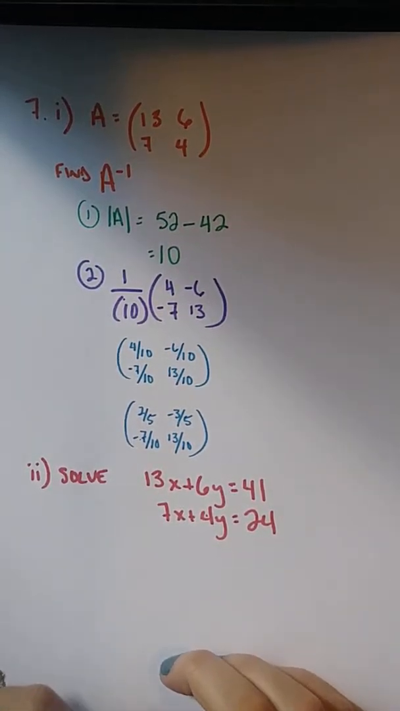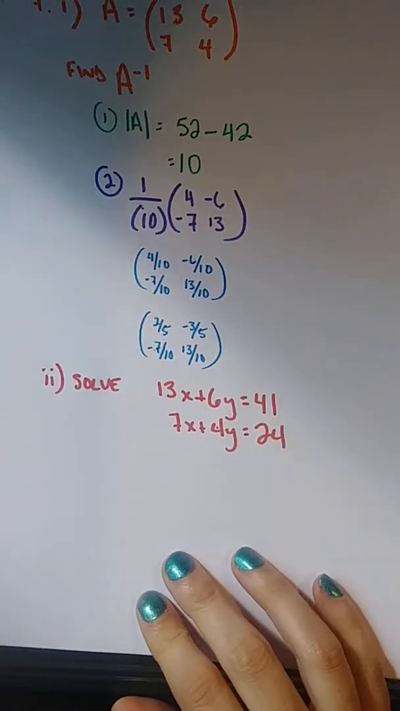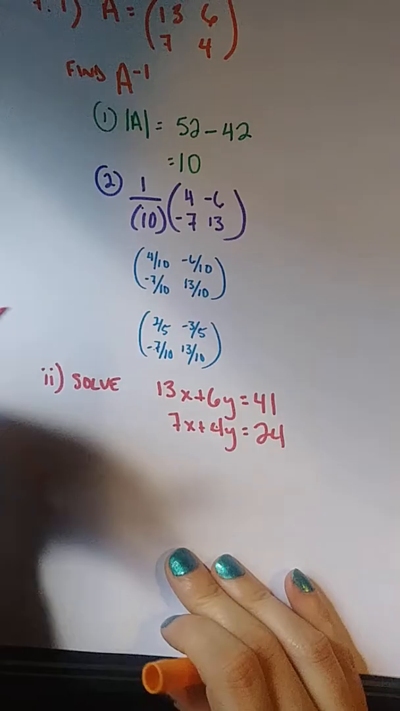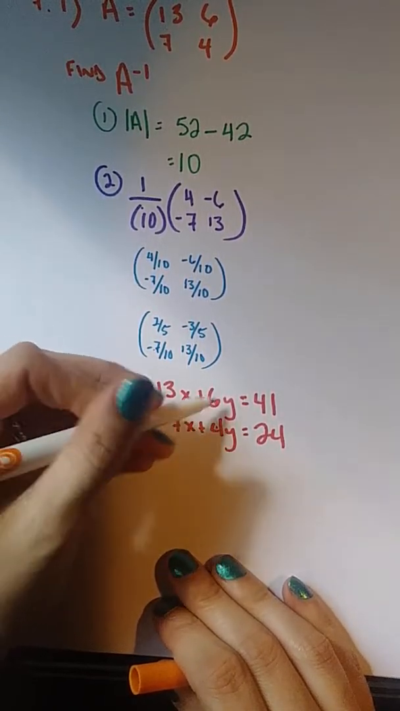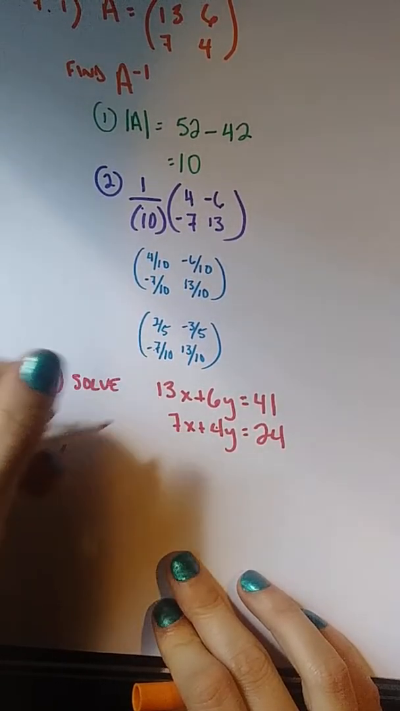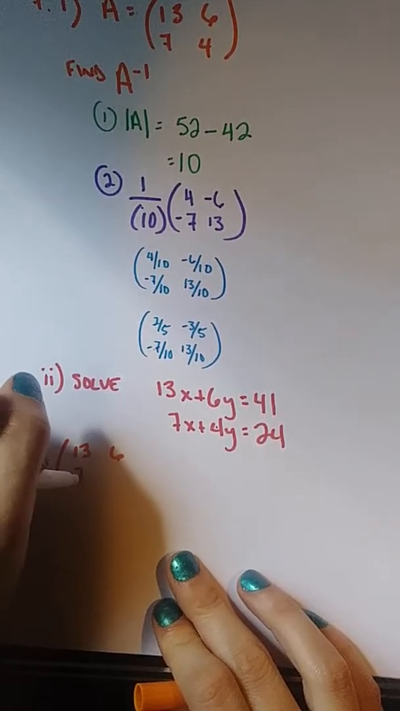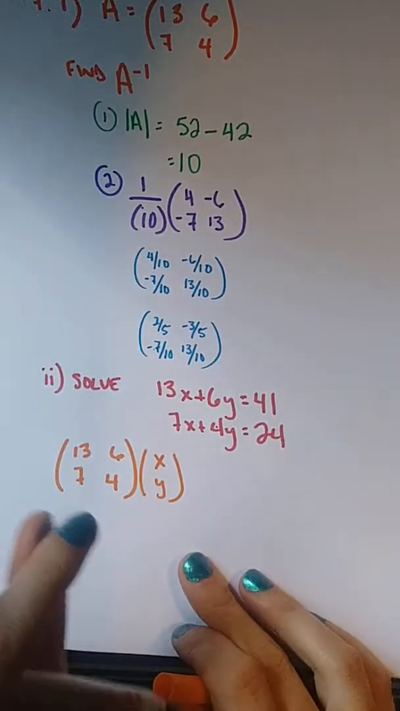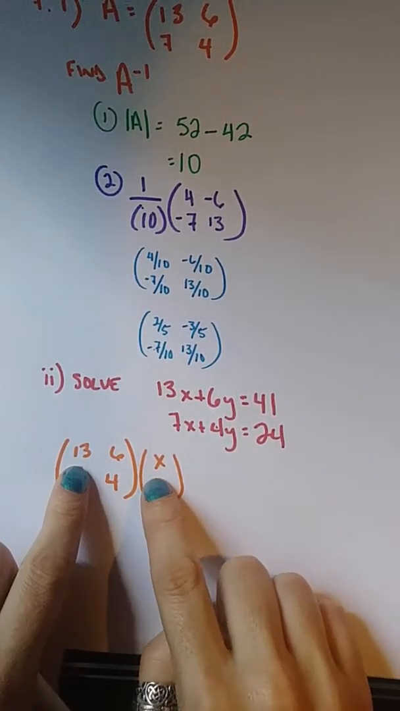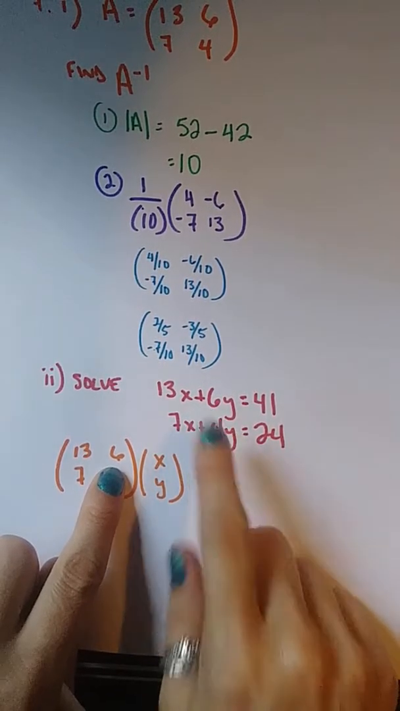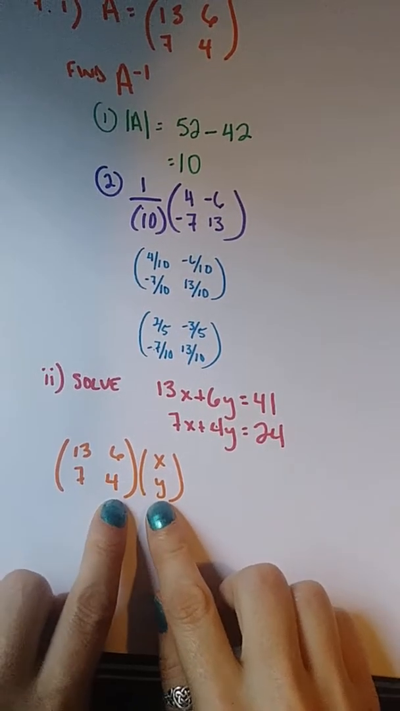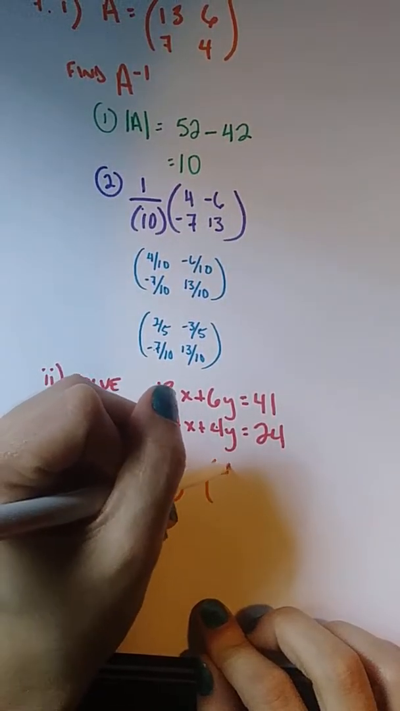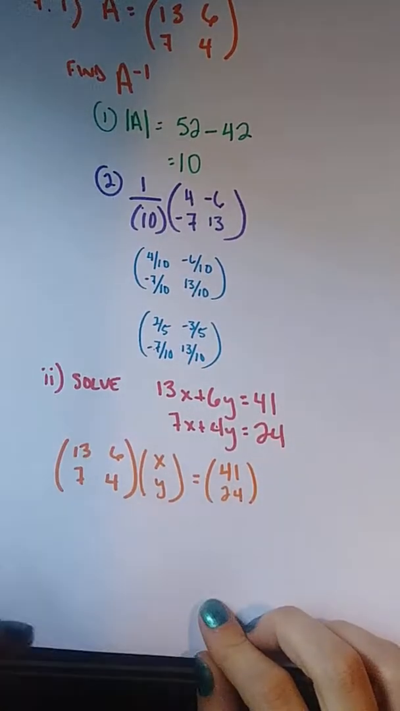So if we set these up as matrices instead of simultaneous equations, we will end up with our first matrix just existing from the coefficients in front of our equations on the left. We have our x's lined up and our y's lined up. So I can turn this into the matrix 13, 6, 7, and 4. And that's being multiplied by the matrix x, y. And we can see that that works if we check here: 13 times x plus 6 times y, that's our first term. And 7 times x plus 4 times y, that's our second term. And if we multiply these, they should be equal to the matrix 41, 24.